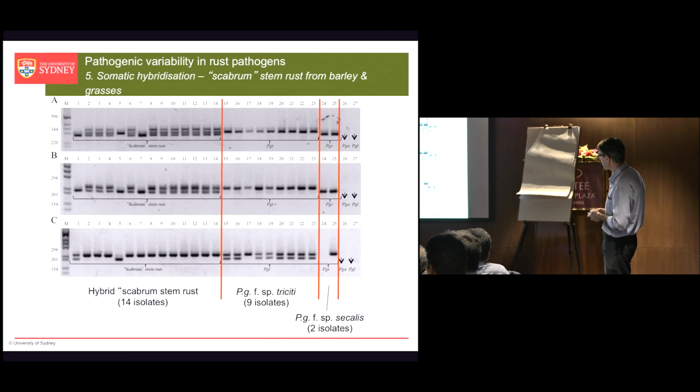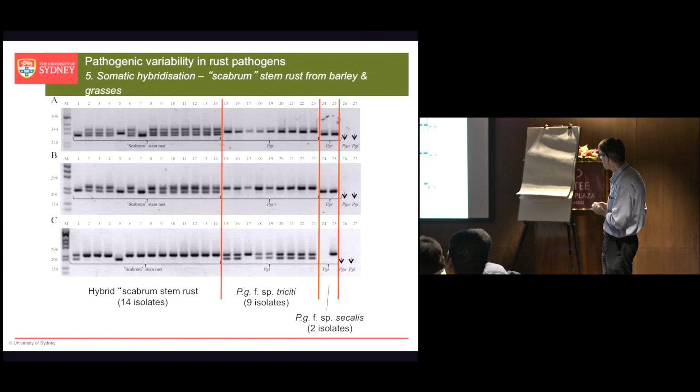So what we have here, this is a student of mine, Lida Derevnina. I got her to do this project. So we took 14 isolates of this scabrum stem rust, which we believe is a hybrid between wheat stem rust and rye stem rust. We extracted DNA and we did fingerprinting on them. So here's the 14 isolates of scabrum rust. These are wheat stem rust, Puccinia graminis tritici, a couple of Puccinia graminis cicalis.